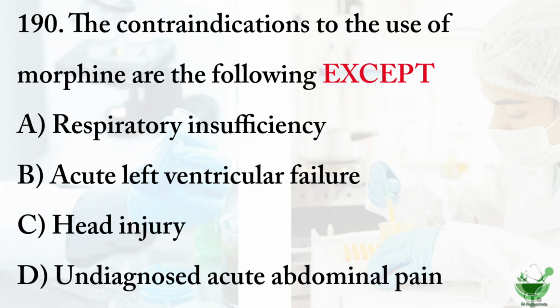Then question number 190. The contraindications to the use of morphine are the following except option A, respiratory insufficiency, option B, acute left ventricular failure, option C, head injury, and option D, undiagnosed acute abdominal pain. So the right option is option B, acute left ventricular failure. So other options like respiratory insufficiency, head injury, undiagnosed acute abdominal pain, the morphine should be avoided.